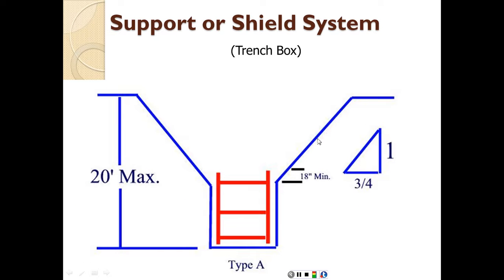Or you can use a trench box. With the trench box, part of it is going to be sloped and the other part is going to be vertical with the use of a trench box inside this area. Again, the maximum depth is going to be 20 feet and the trench box is going to be at least 18 inches above the edge of the excavation. So we learned about three different methods: sloping, benching, and sloping with a trench box.